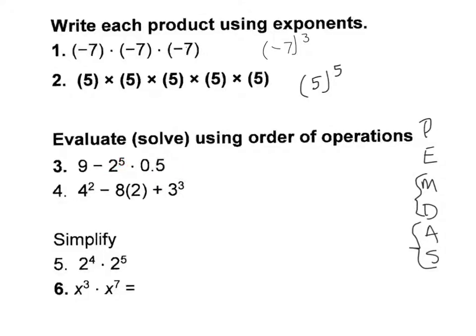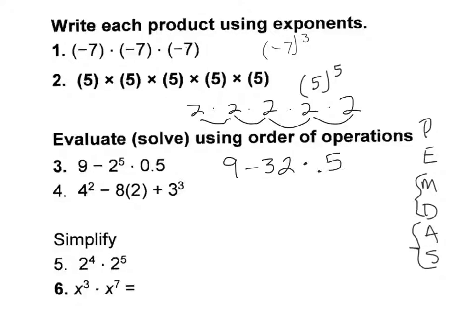So right here I have 2 to the 5th. So 2 to the 5th is the same as 2 times 2 times 2 times 2 times 2. So 2 times 2 is 4, 4 times 2 is 8, 8 times 2 is 16, and 16 times 2 is 32. So I'm going to rewrite this as 9 minus 32 times a half, 0.5.